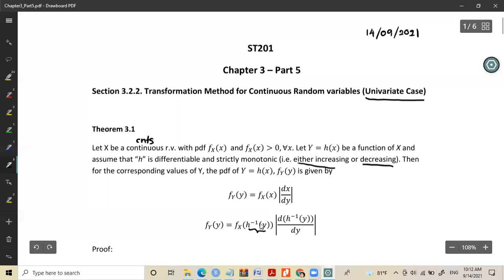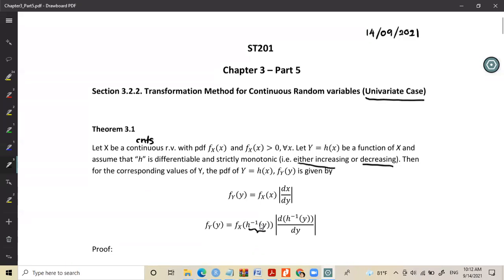So that means wherever you see the random variable x, you replace it with the inverse function. That means you will end up with a function of y. Okay, h inverse of y is a function of y, right? And then you multiply by dx over dy, again with x replaced by h inverse of y. Now although it seems a little bit complicated, when you do the examples, you will see that this is very simple, and when you understand it, it's actually very easy.